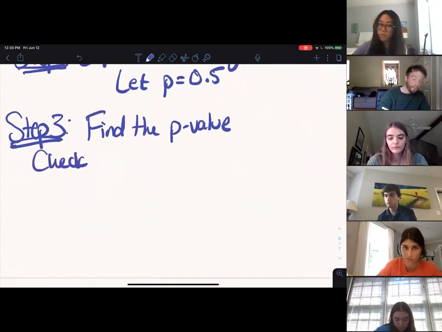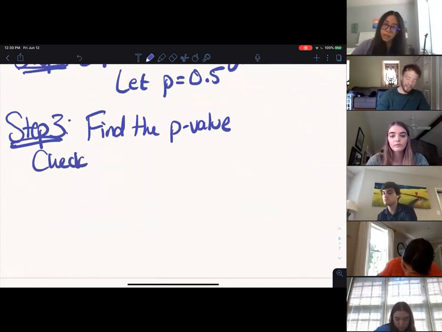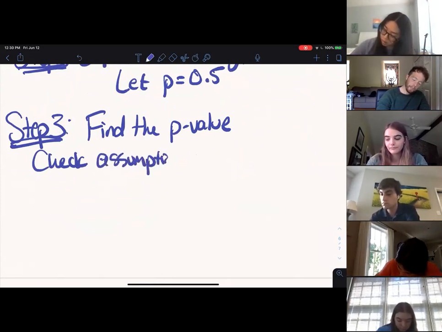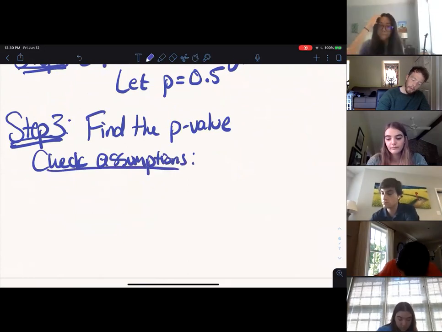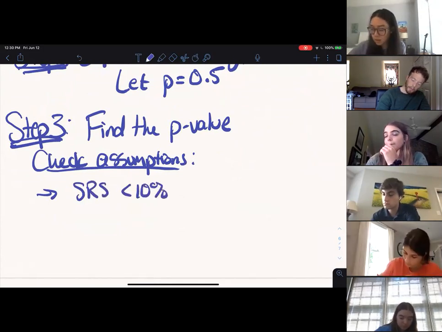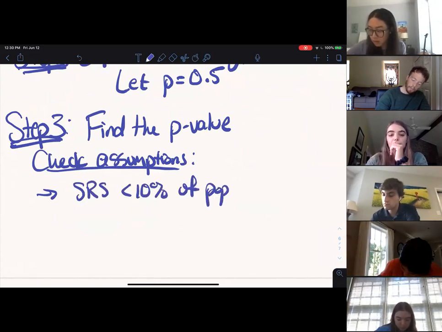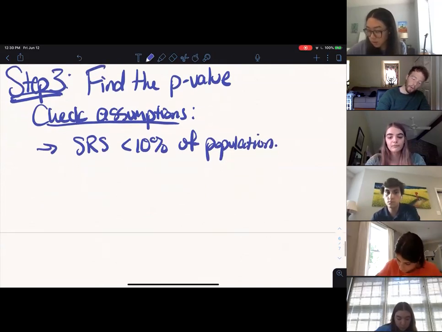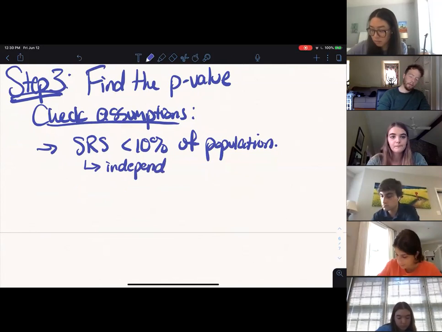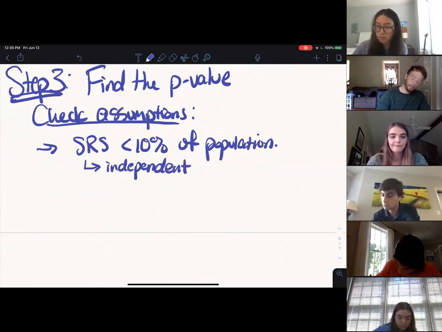Next, we'll do step 3, which is the hard step, find the p-value. The first sub-step is to check your assumptions. The first, we'll note that this is a simple random sample of less than 10% of the population, right? So we have independence.